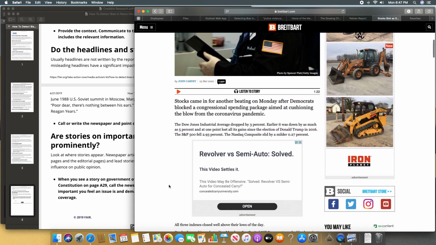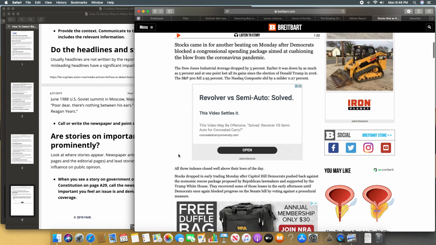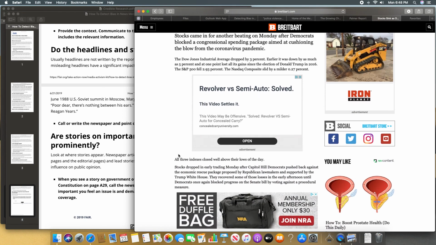Okay, so first opening line: the Dow Jones Industrial Average dropped by 3%. Earlier, it was down by as much as 5%, at one point lost all its gains since the election of Donald Trump in 2016. S&P 500 fell 2.93%. The NASDAQ Composite slid by a milder 0.27%. None of this is highlightable. It does not mention where it's getting this information from.